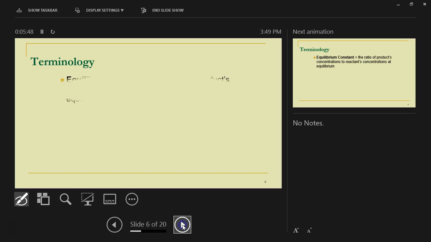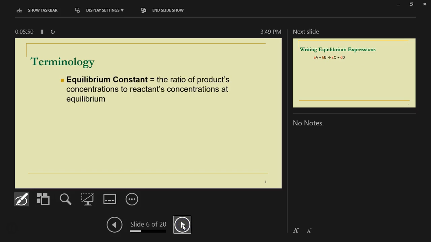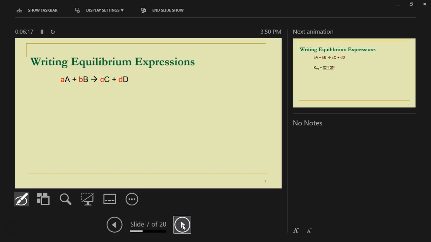All right, so the equilibrium constant is equal to the ratio of the products' concentrations to the reactants' concentrations at equilibrium. And so it's going to be equal to either a Keq, a Kc, or in this unit also a Kp. So those are the three that we're going to be concentrating on. The first thing you need to have is an equation, and your equation is going to have coefficients.